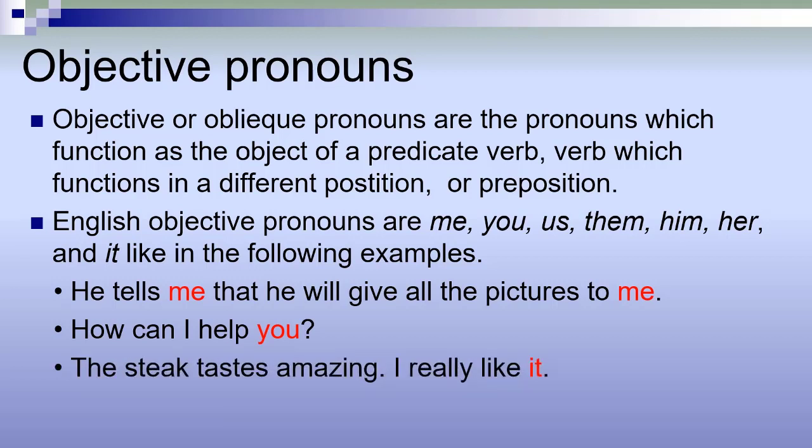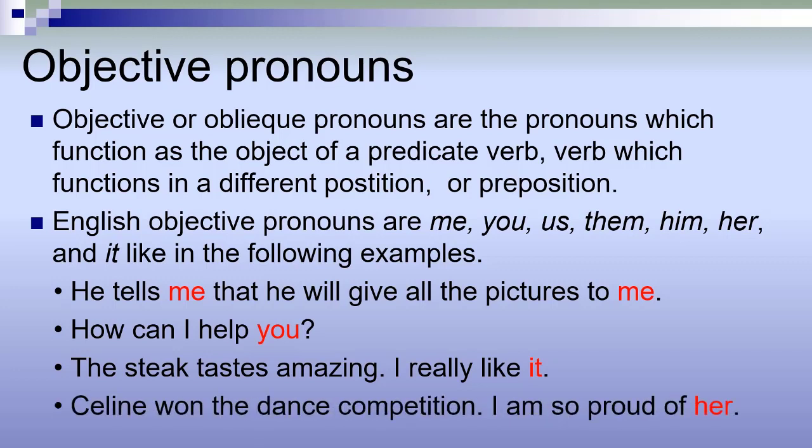The steak tastes amazing. I really like it. So it here comes after the predicate. Then Celine won the dance competition. I'm so proud of her. So her here comes after the preposition of. So objective pronouns come after a verb which becomes a predicate, or a verb which becomes the object of a verb, or a verb in any other position. The forms are me, you, us, them, him, her, and it.